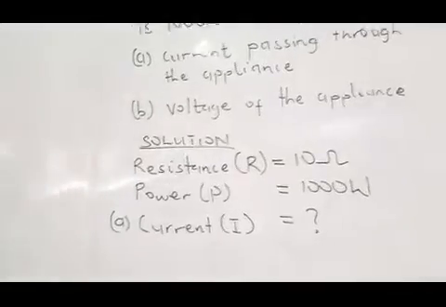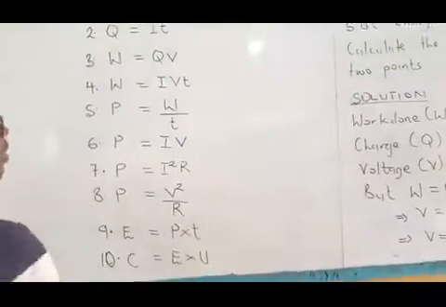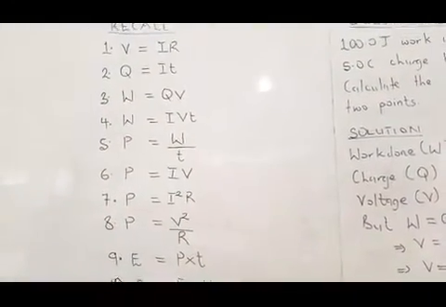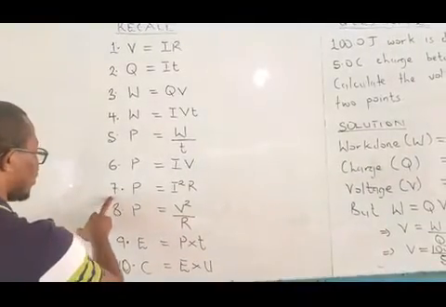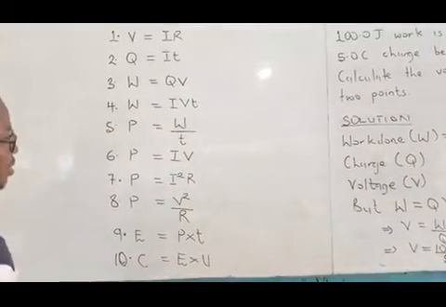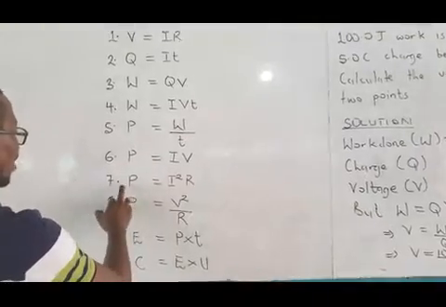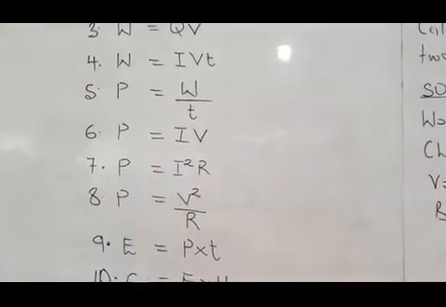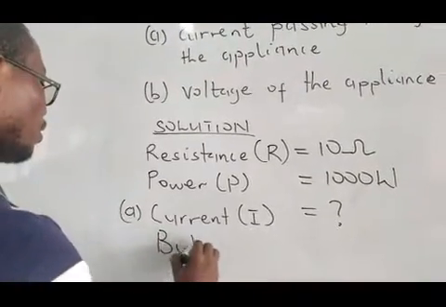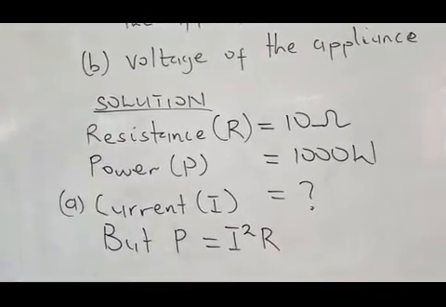So if you come back to our equations, these are the three equations involving power. The one that links the power to the resistance and the current is equation 7. So in equation 7, we have the power, we have the current, and we have the resistance. From the question, we have the power given, we also have the resistance given. So we can make the I the subject. So equation 7: P is equal to the current squared times the resistance.